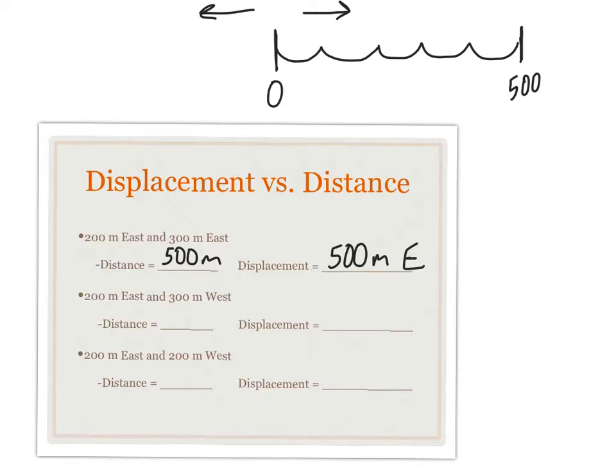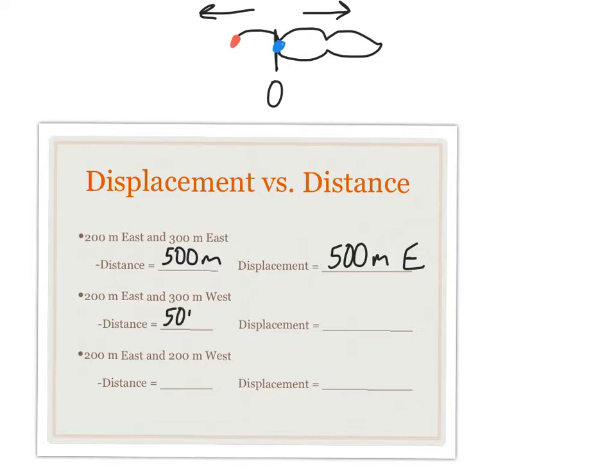Okay, so now if I go to my next one, erase what I just did. This time I go 200 meters east, so 100, 200. And then I go 300 meters west. So I go 1, 2, 3. So this is my final position right over here. I'll mark it in red. This is my final position. My initial position was, I'll mark it in blue. So I want to know, how far did I travel? What is the distance that I went? Well, I went 200 meters east and then 300 meters west. So that's a total of 500 meters traveled.